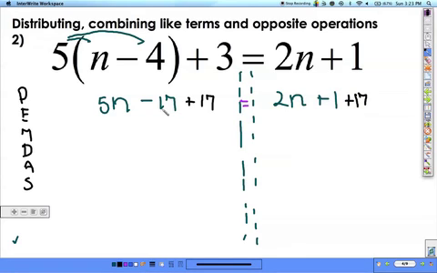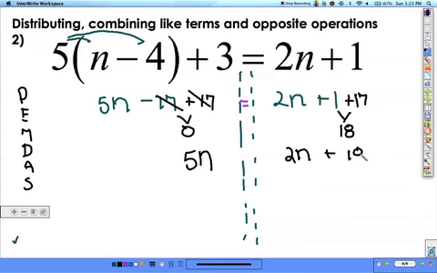So now I combine like terms, and I have negative 17 and positive 17. Those combine to be 0, so they cross out, and I just bring down a 5n. And on the right-hand side, I have 1 and 17, and those combine to be 18. So I'll bring down my 2n plus 18. Now, I have still some addition to get rid of, so I want to get rid of that by, of course, using opposite operations again.